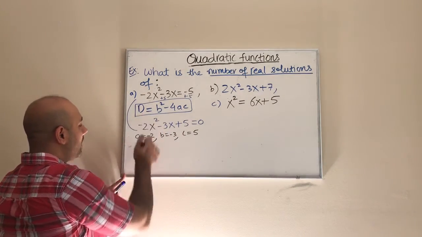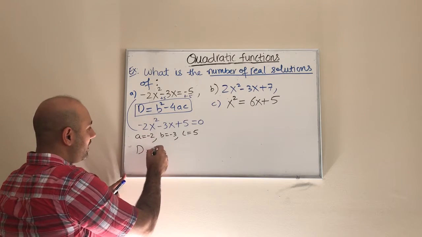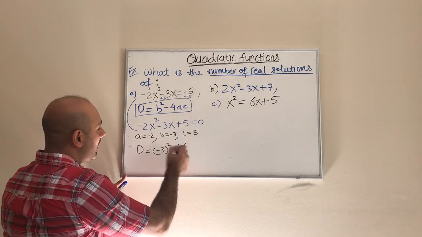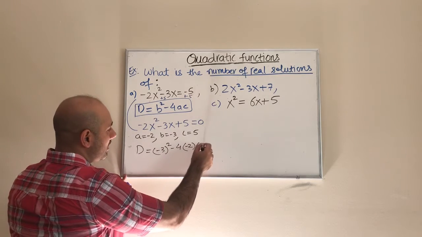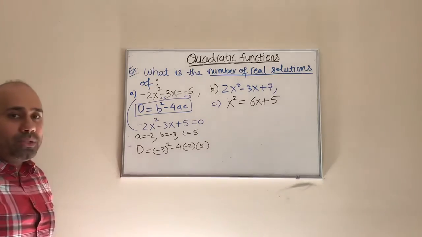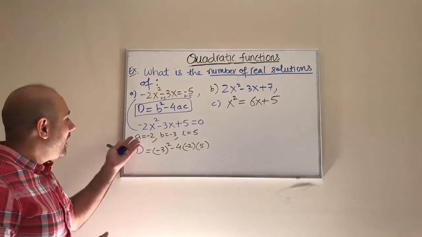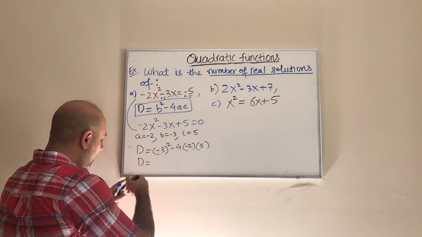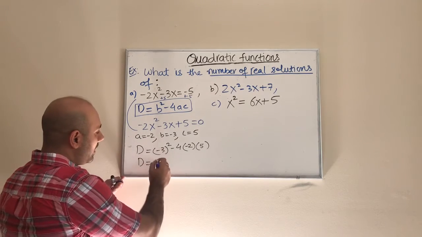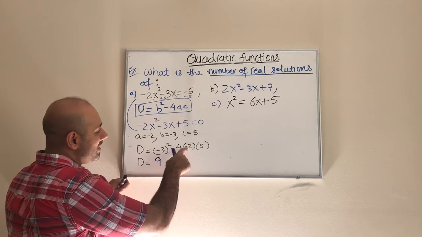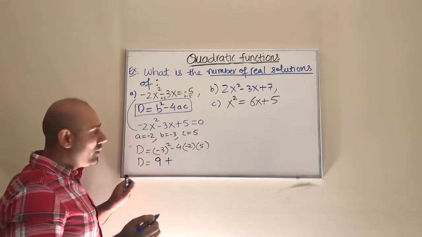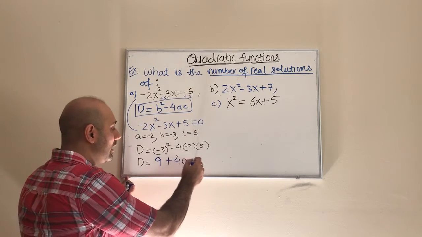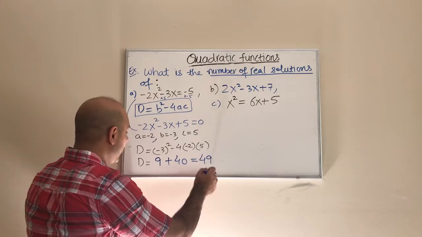And now let's go ahead and evaluate the discriminant. The discriminant is b squared. B is negative 3, I'm going to put that in parentheses, minus 4 times A, which is negative 2, times C, which is positive 5. Okay, guys, I just substituted the values for A, B, and C. Now, simplifying further, negative 3 squared is 9. Then I have negative times negative, which is going to become positive. Then 4 times 2 is 8, and 8 times 5 is 40, right? And if I simplify this, I get 49.